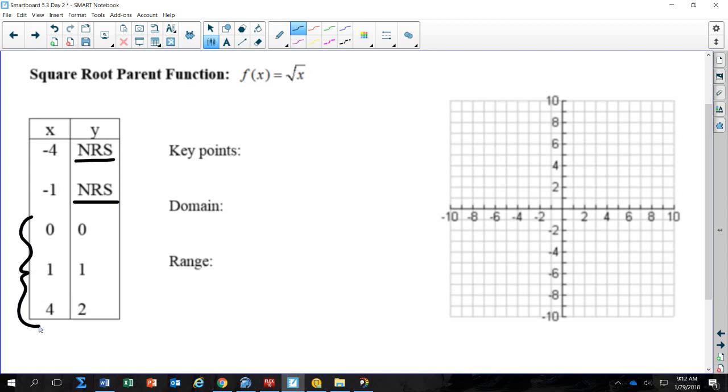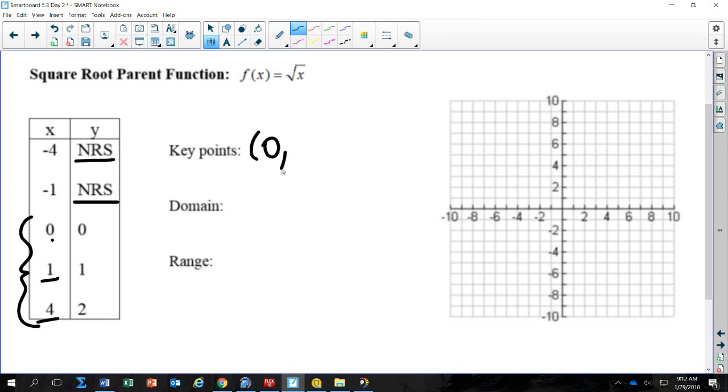If I take the square root of 0, I get 0. If I take the square root of 1, I get 1. If I take the square root of 4, I get 2. Okay, those are my parent points. I'm only going to require you to use 2 of these parent points.